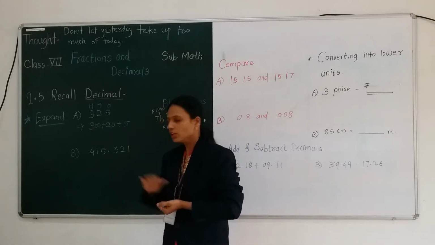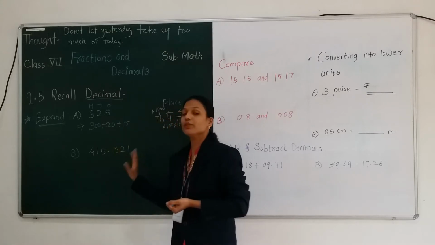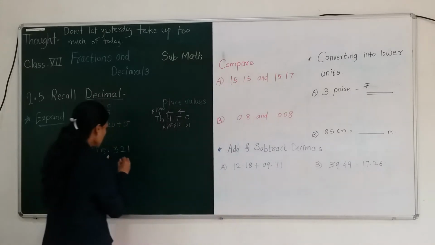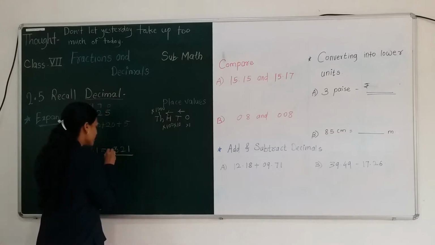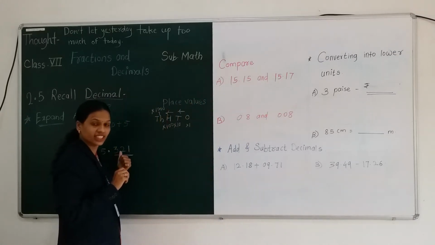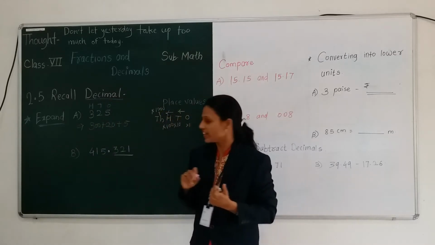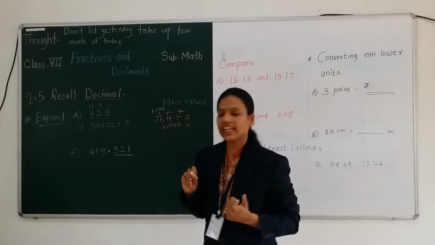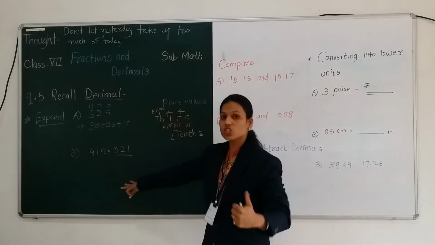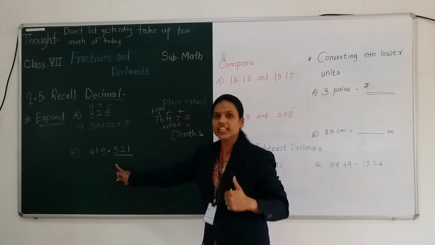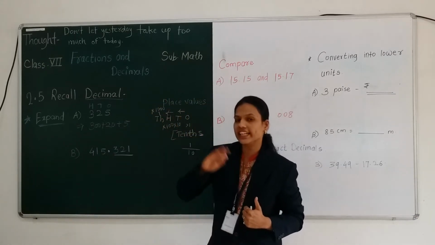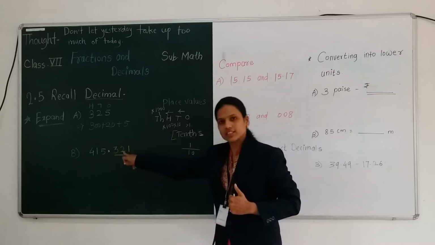Now, suppose we have a decimal point, like example number B, 450.321. How do you write the expanded form? The numbers which come on the right hand side of the decimal point have values tenths, hundredths, thousandths. Whenever the numbers come after the decimal point on the right hand side, the value becomes 1 divided by 10. It means the values decrease.